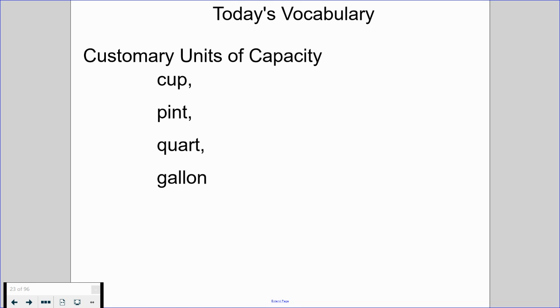Hey everyone. Today we're going to continue with our measurement work in topic 13. Our lesson for today is lesson 13-2. We are going to be studying the customary units of capacity.